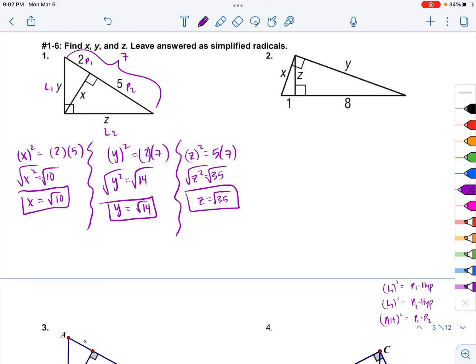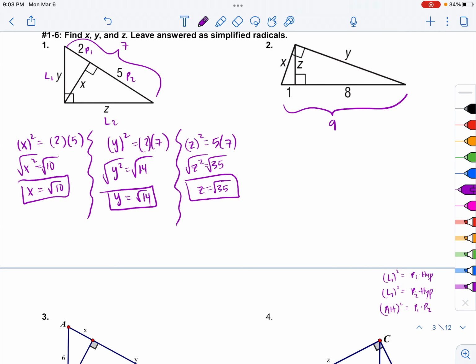Well, let's just do the altitude, I guess, really quickly. Now, we know the hypotenuse here is 9. We actually don't need that. Part 1 times part 2. So, altitude, let's solve for z.